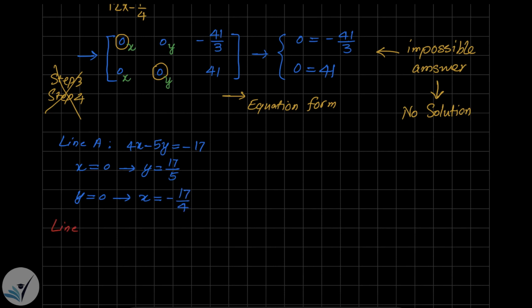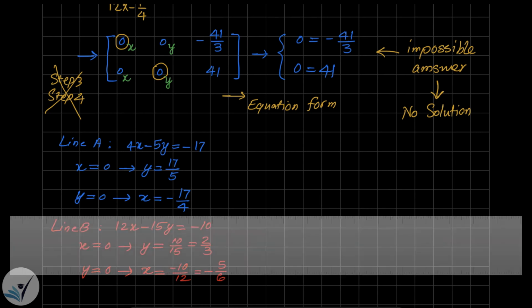The other line, let's call it line B. So it was 12x minus 15y equals negative 10. So when x equals 0, y would be 10 divided by 15. If we simplify that, we would get 2/3. When y equals 0, x would be negative 10 divided by 12. And if we simplify that, we would get negative 5/6.